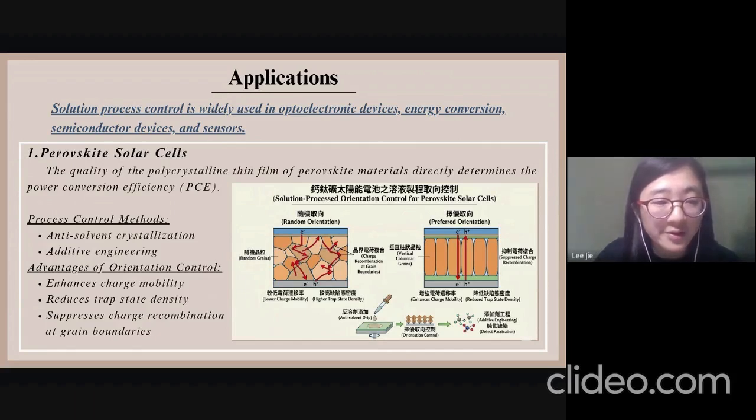Advantage of orientation control: guiding the perovskite crystal to form a strong preferred 100 orientation via anti-solvent dripping or solvent engineering. The orderly alignment provides a vertical charge transport highway relative to the substrate, which dramatically enhances charge mobility, reduces trap state density, and suppresses charge recombination in the grain boundary.